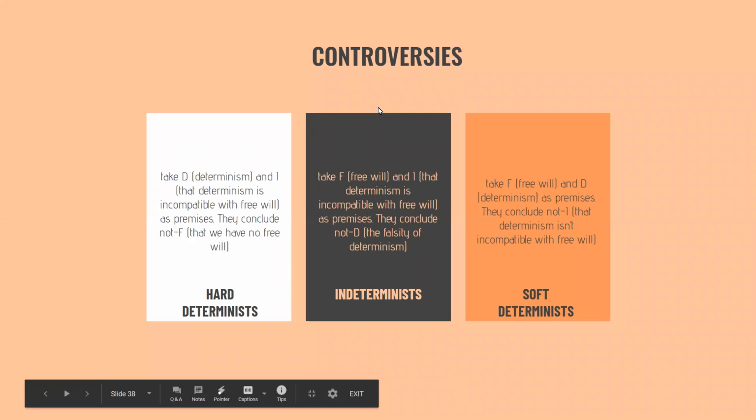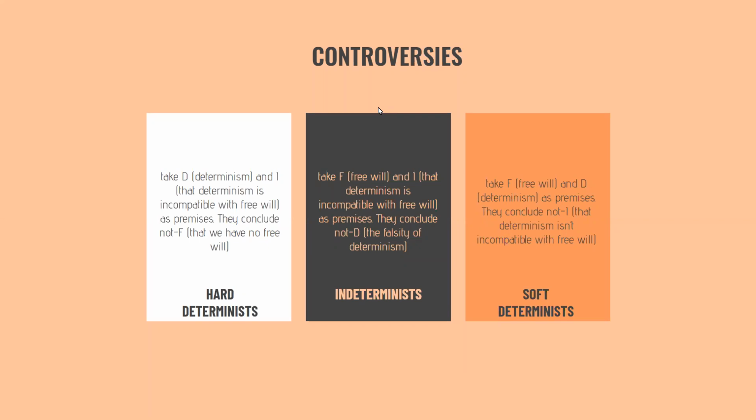Hard determinists take D, determinism, and I, that determinism is incompatible with free will, as premises. They conclude not F, that we have no free will. So they would say, all human actions are determined, no determined actions are free, therefore no human actions are free. Or D, I, therefore not F.